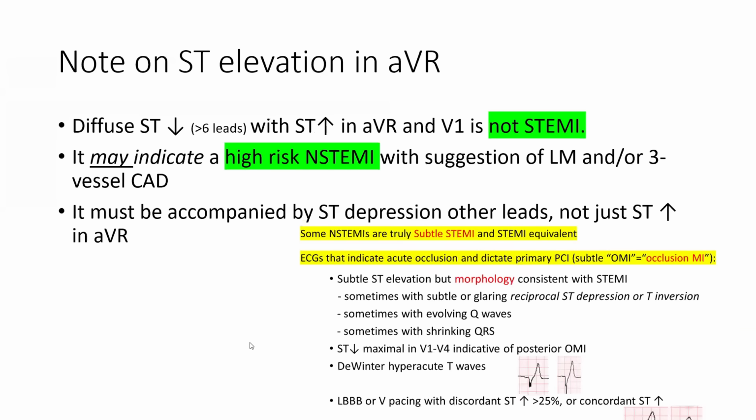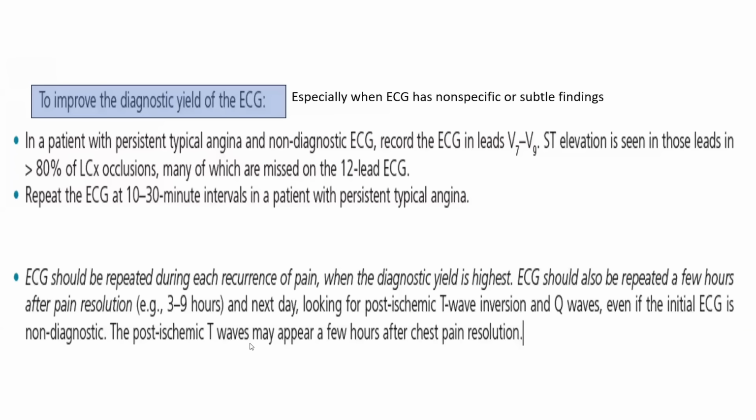They complement each other. Hence the importance of doing the posterior leads EKG. The problem with posterior leads EKG is that the posterior leads are far from the heart, and so the ST elevation that is significant in those V7, V9 leads is usually 0.5 millimeter. And another idea is to repeat the EKG at 10-15 minute intervals in a patient with persistent typical angina.